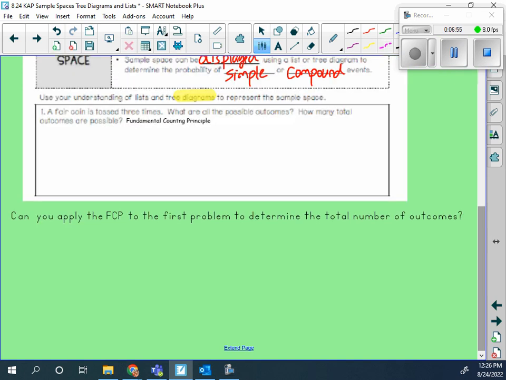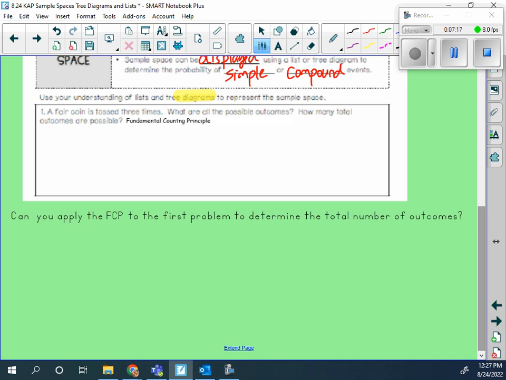It says a fair coin is tossed 3 times. What are all the possible outcomes, and how many total outcomes are possible? And then I have a note here to also use the fundamental counting principle. So we're actually going to do this 2 ways. We're going to do it with a tree diagram and with the fundamental counting principle.